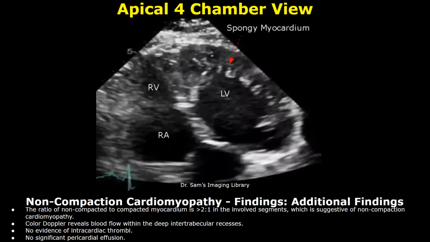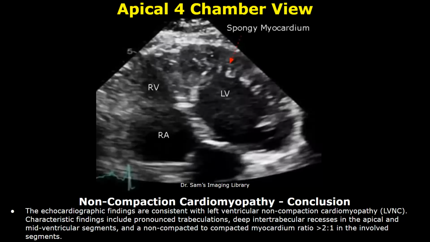These are additional findings. The ratio of non-compacted to compacted myocardium is greater than 2 to 1 in the involved segments, which is suggestive of non-compaction cardiomyopathy. Color Doppler reveals blood flow within the deep intertrabecular recesses. No evidence of intracardiac thrombi. No evidence of pericardial effusion.